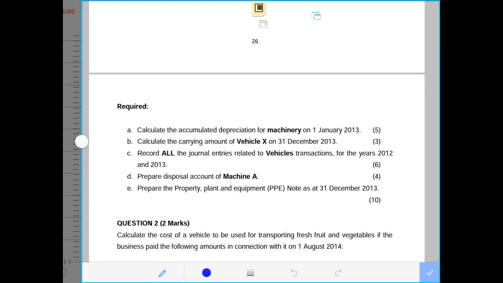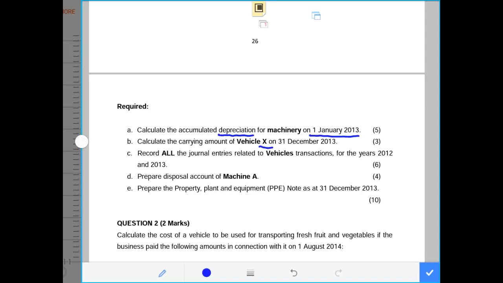Requirement A says we must calculate the accumulated depreciation for machinery on the 1st of January in the year 2013. Remember, 1st of January is likely to be the opening or the first day of the accounting period, meaning the opening balances that were carried forth from the 31st of December 2012, which became opening balances on the 1st of January 2013. Now we are then required to calculate the carrying amount of vehicle X on the 31st of December in the year 2013.